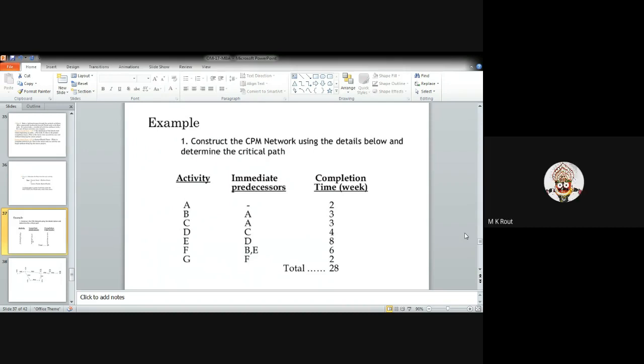Just note down, for activity A, the completion time is 2 weeks. For activity B, the completion time is 3 weeks. Again, for C, that is 3 weeks. For D, 4 weeks. For E, 8 weeks. For F, 6. And for G, that is 2. And the total time required for completion of the particular project is known as 28 weeks. Is it clear?